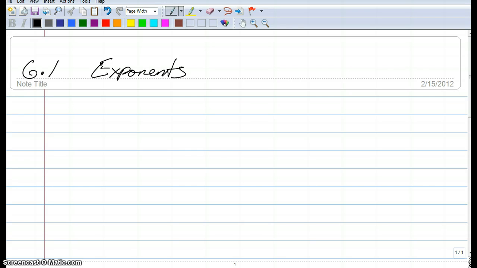6.1 is all about exponents. Exponents are something you probably learned about in Algebra 1. But we're going to take some time and review it. First of all, the basics of exponents.